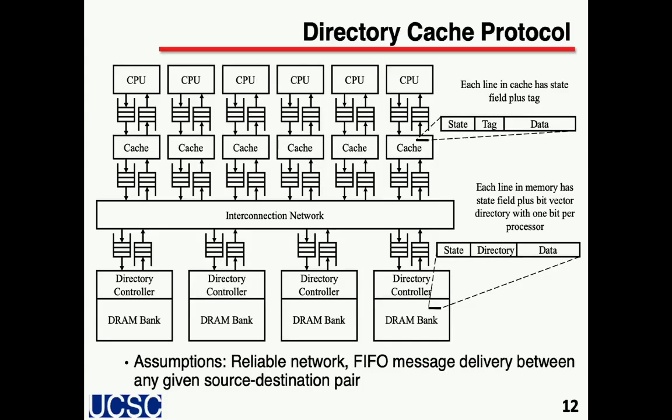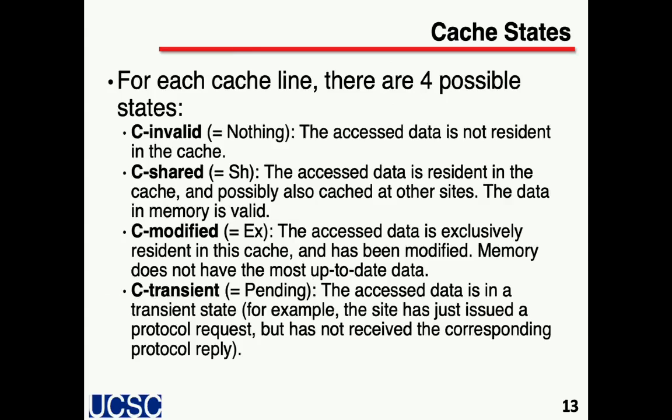As I said, there are many different directory protocols. The one we're talking about today you can think of as an approximation of MSI. So it's not even MESI or MOSI, it's just MSI. What does it look like? There are 4 states. One is, of course, invalid, which we're familiar with: it's not at all in this cache. These are the states you see on the cache side. There are states for the cache side and states for the directory side, and these are the ones for the cache.